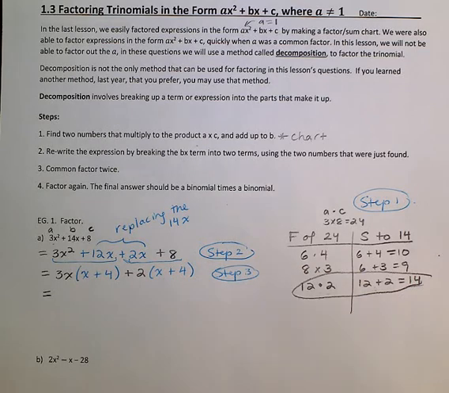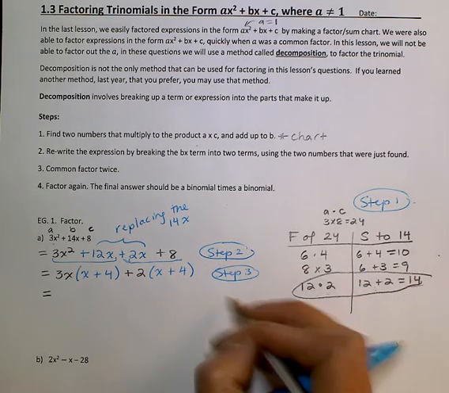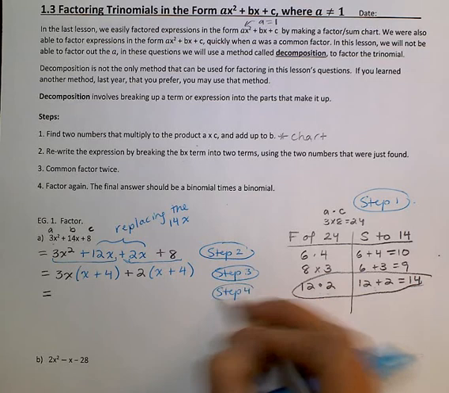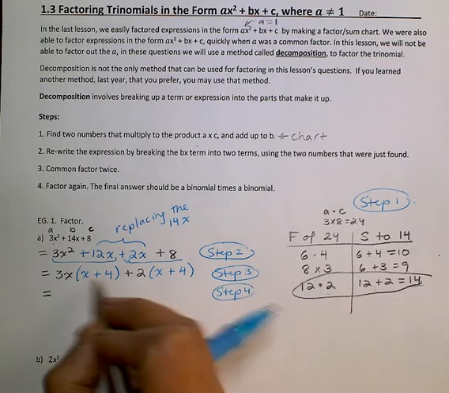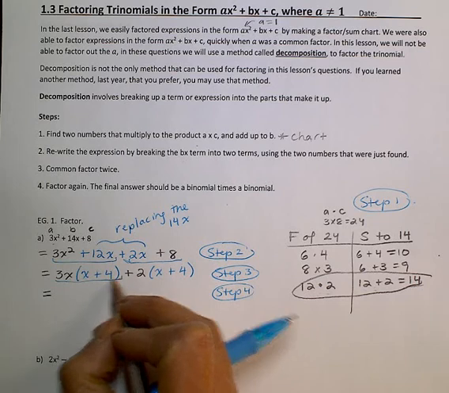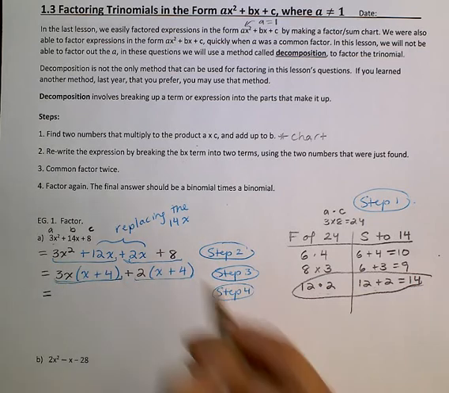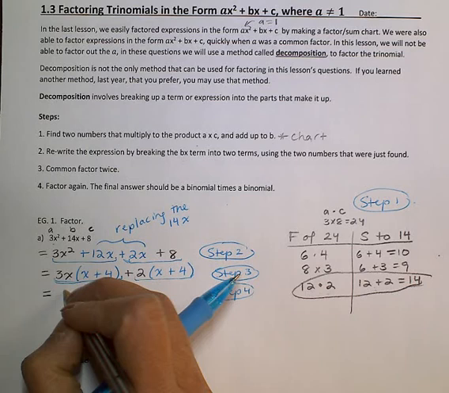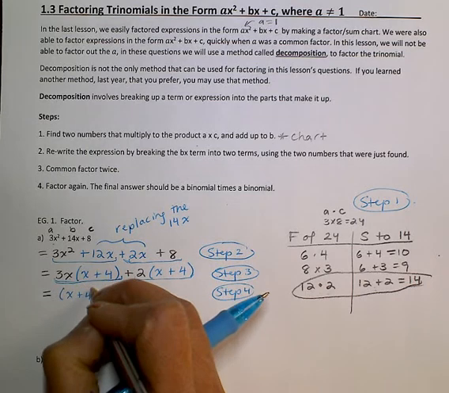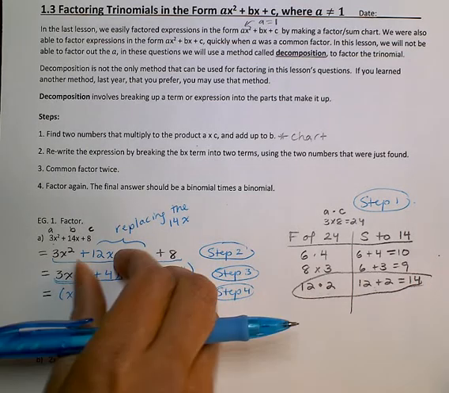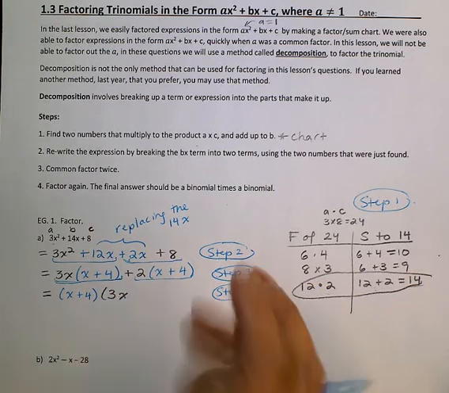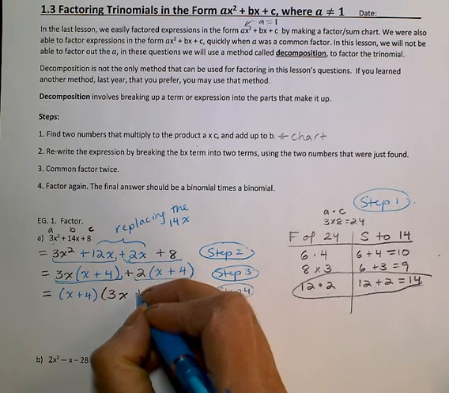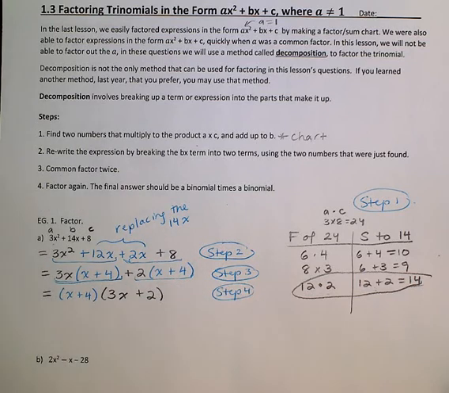Step 4 is the last step. We factor again, or common factor again. So here's one term and here's another term. What's common in those two terms? The x plus 4 is common. So I'm going to factor it out. And what's left when I remove the x plus 4? I have a 3x left. And when I remove the x plus 4, I have a positive 2. It's now factored. Let's try it again.